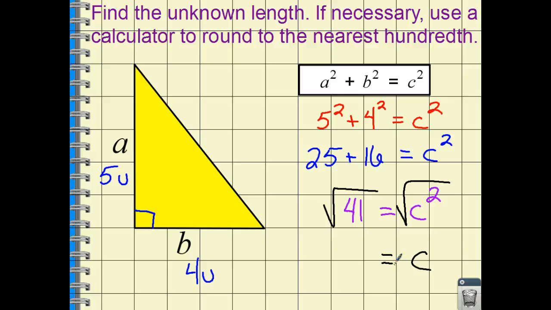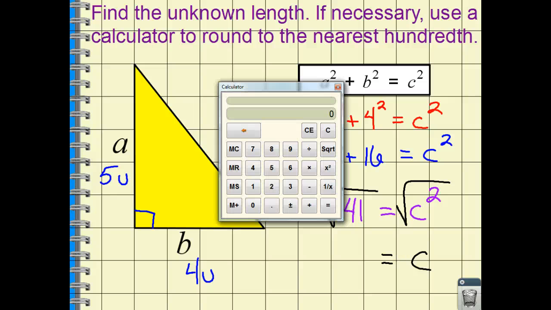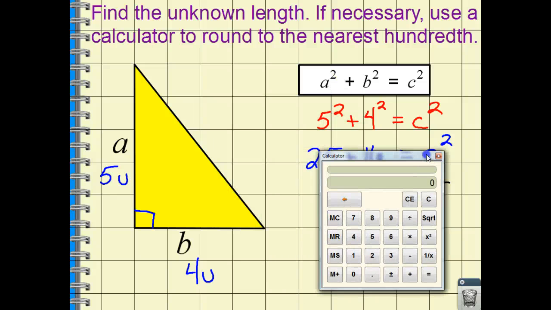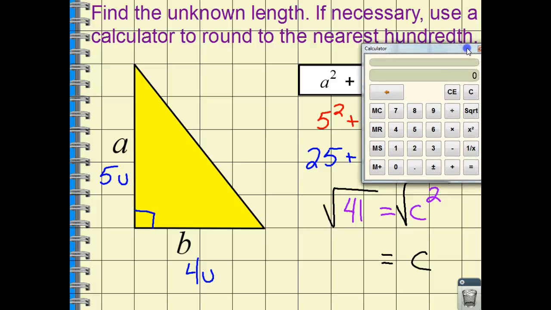So it's time to take out the calculator. We've also worked with approximating square roots, but I think we're going to use the calculator and round to the nearest hundredth because that's what the directions said. So let's take this out. My calculator is a little different from yours, so I just have this SQRT button. I can show you in class how to use your calculator.